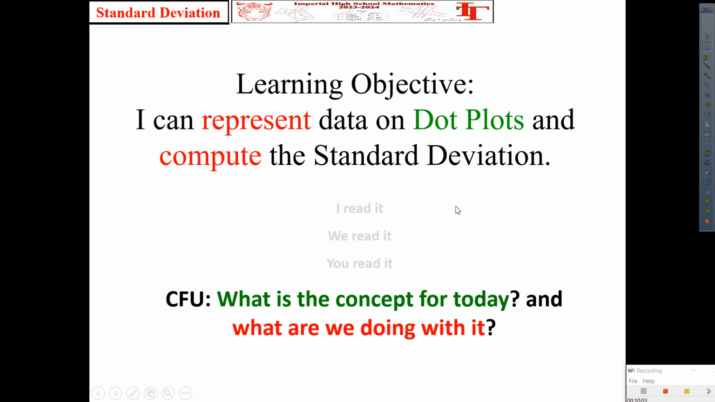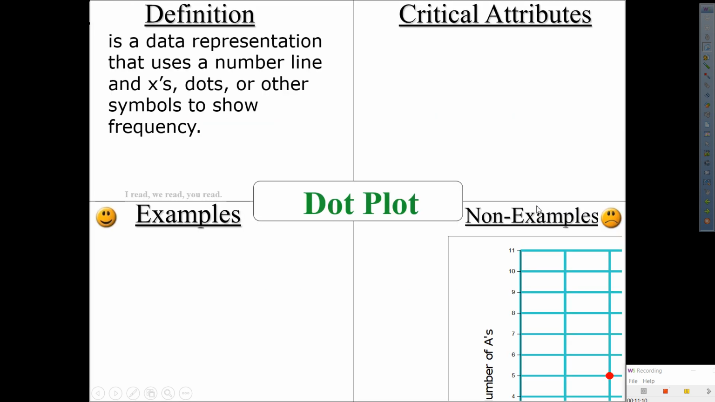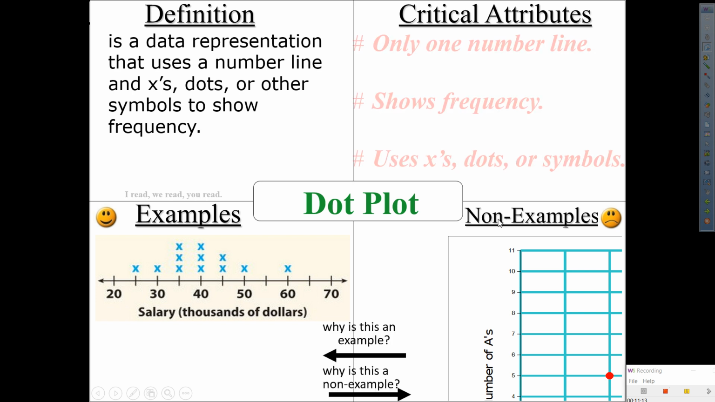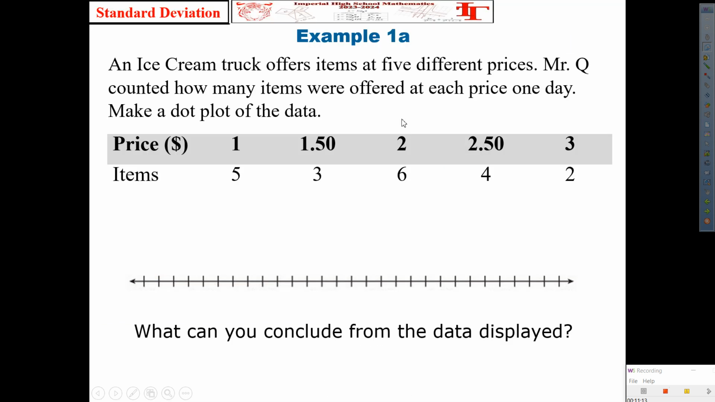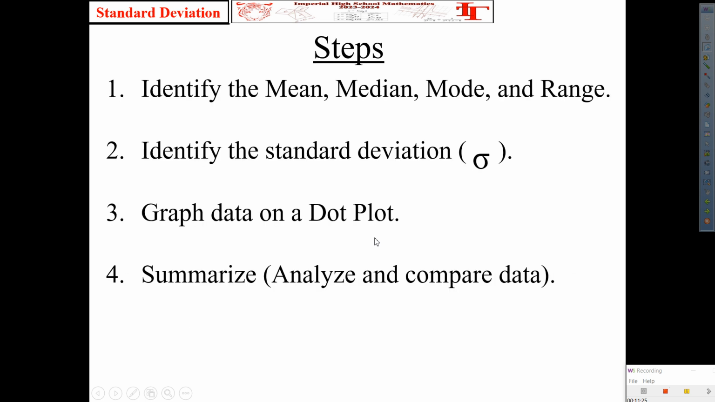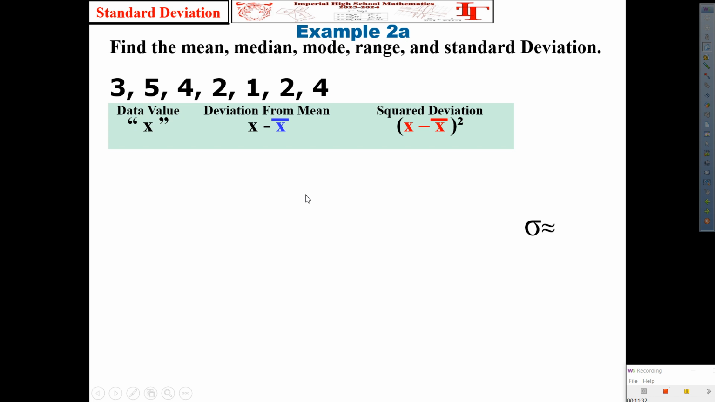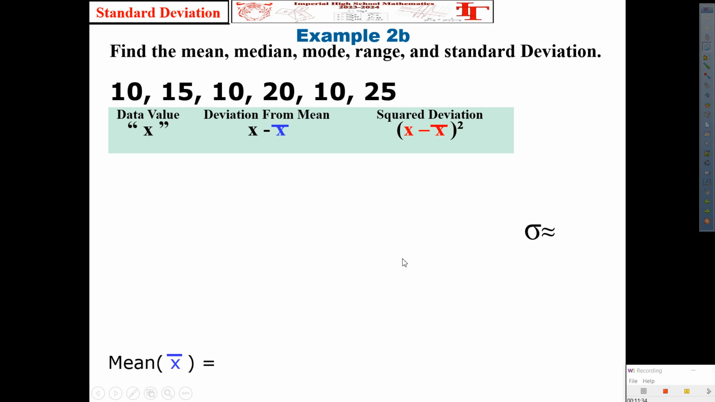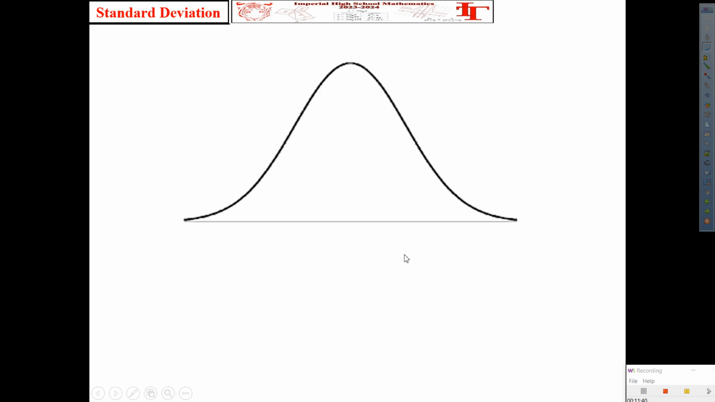All right. So, we're still focusing on standard deviation. Yesterday, I gave you a Fourier model for dot plots. We know what they are. We did the ice cream truck, and then you copied the Apodaca problem where the cafeteria and such. We got to some steps, and you didn't copy those because that's what we've been doing. However, we got to this one. So today, we're going to extend standard deviation. So copy the graph, please.